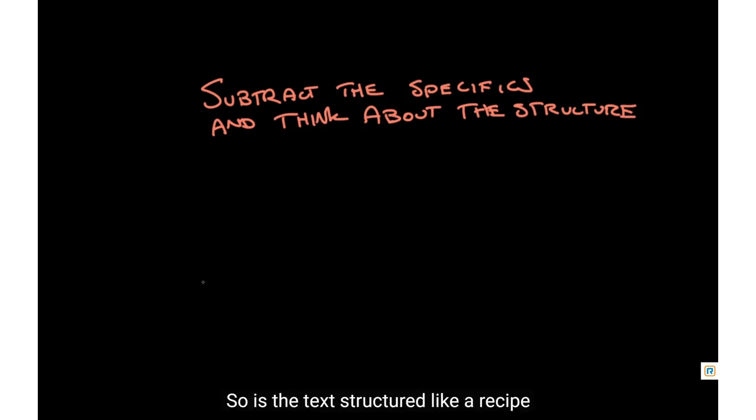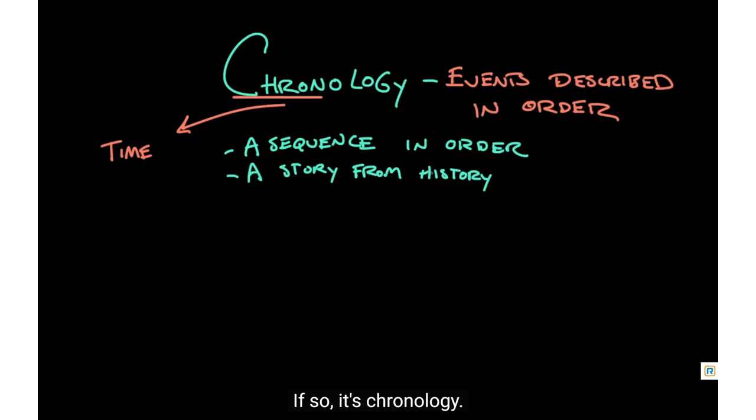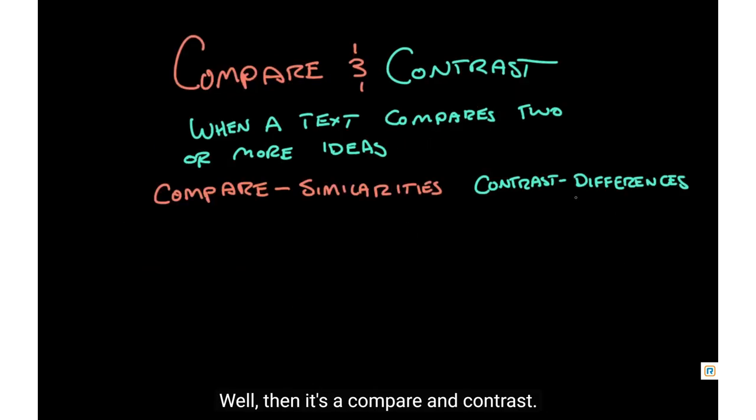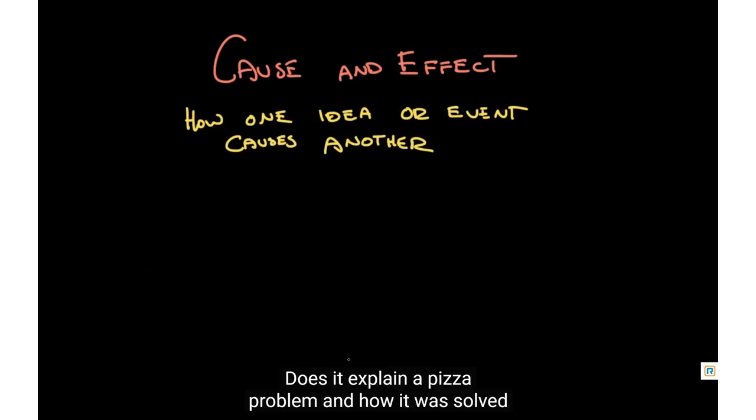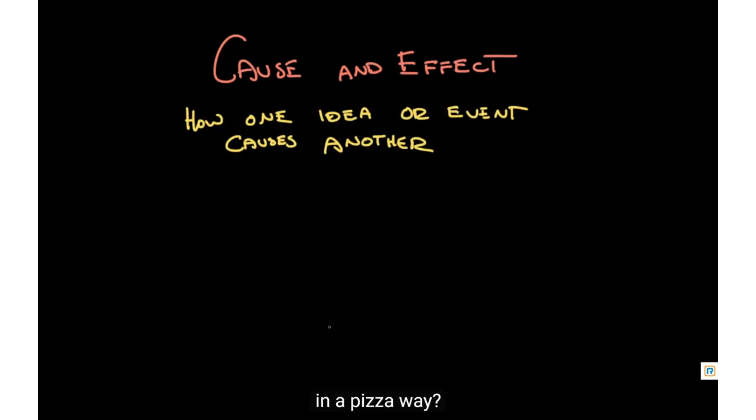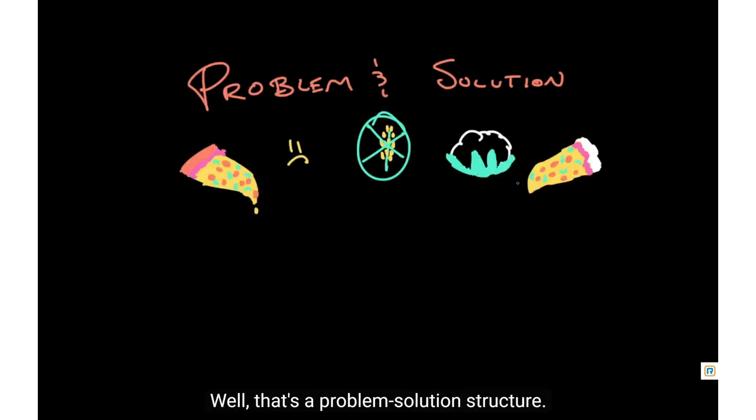So is the text structured like a recipe or the history of pizza? If so, it's chronology. Is it comparing two kinds of pizza? Well, then it's a compare and contrast. Does it explain how a good report card led to a pizza dinner? It's cause and effect. Does it describe a pizza problem and how it was solved in a pizza way? Well, that's a problem solution structure.